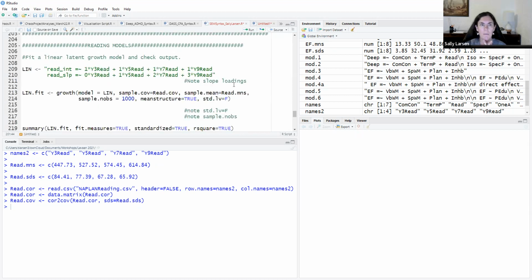Okay, so the first step in latent growth curve modeling is to fit a linear model. This is where you expect that the increment of growth between every time point is around about the same. So the average increase in NAPLAN is around about the same increase over time. Now, you don't have to have increasing curves in latent growth curve modeling.